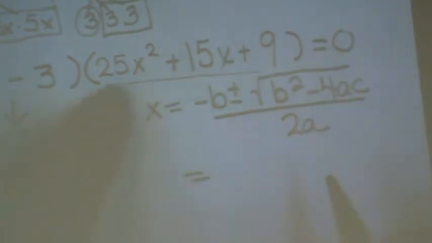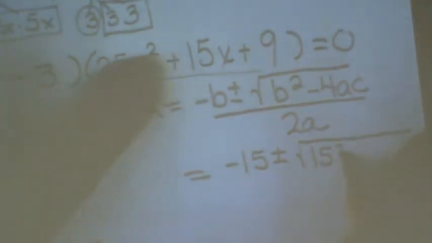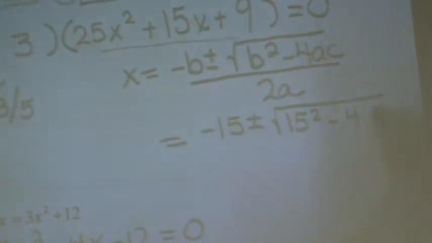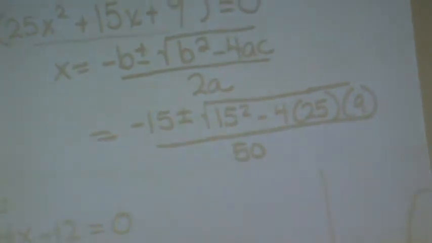So what you have here is -15 plus or minus the square root of 15 squared minus 4 times 25 times 9, over 2 times 25. What's 2 times 25? 50. So let's do this, okay? What should we do? We're gonna square 15. What's 15 squared? 225.